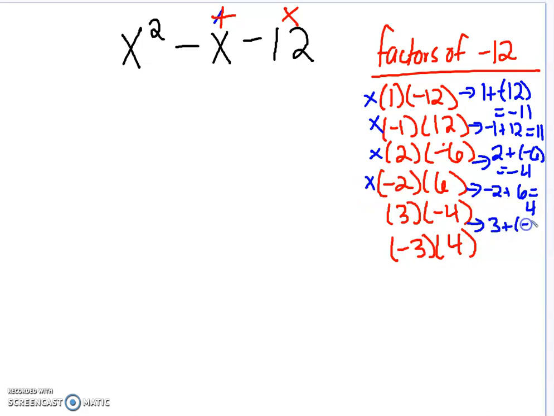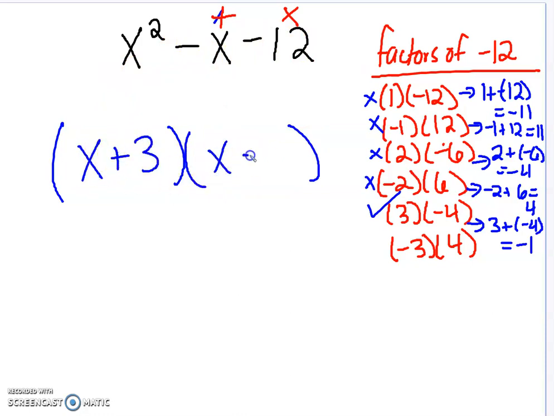3 plus negative 4 would give me negative 1. So we actually hit the right one, so I don't even need to calculate the last factor. All this is telling us is that the factor of x squared minus x minus 12 is going to be x plus 3, x minus 4.